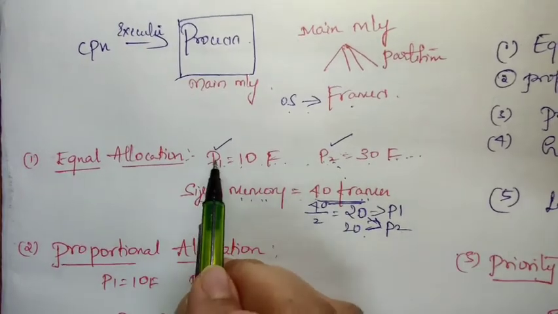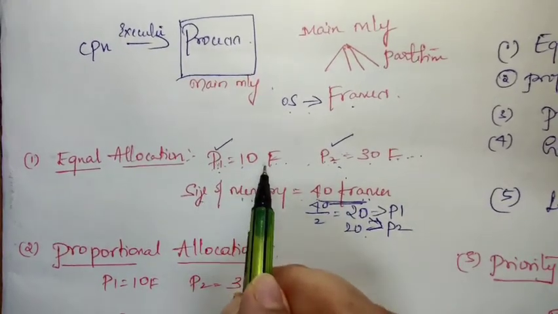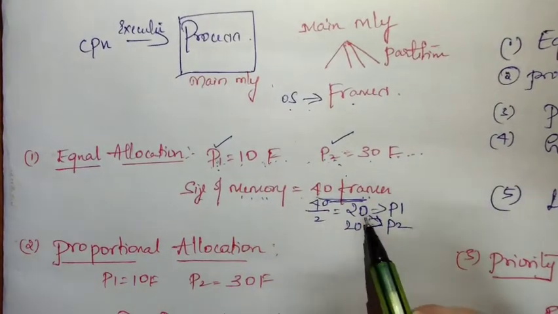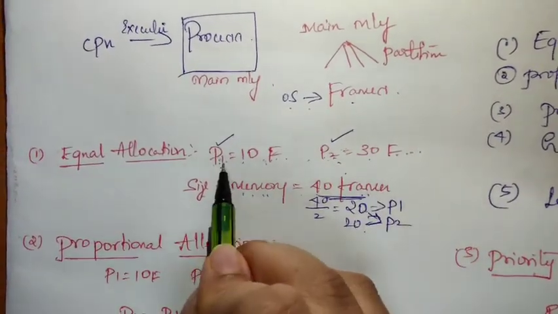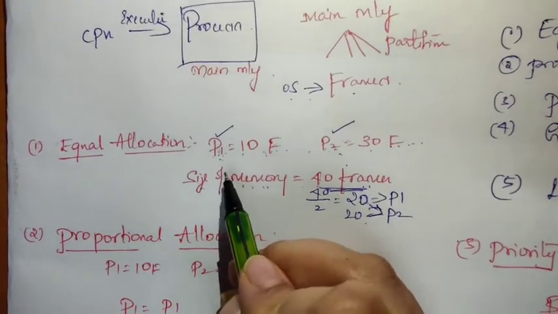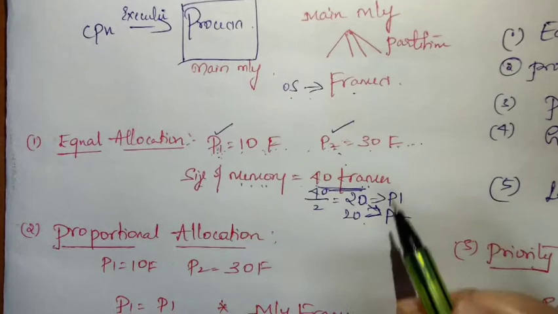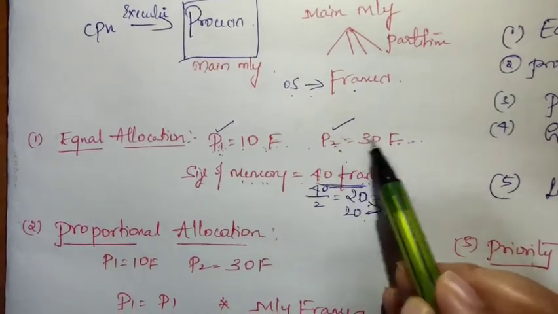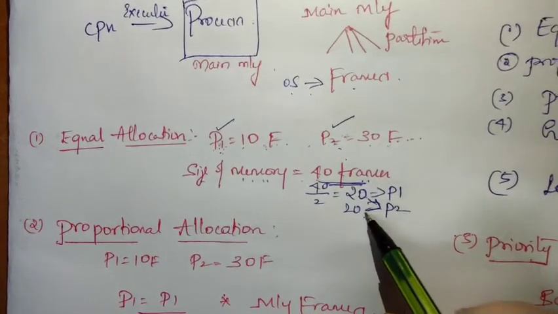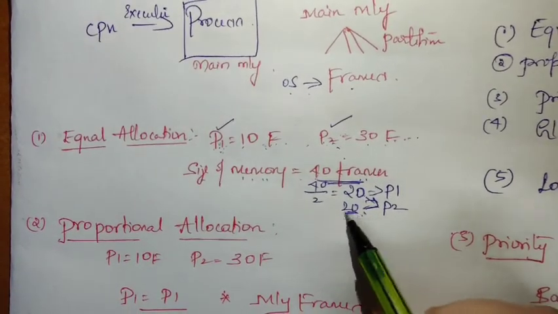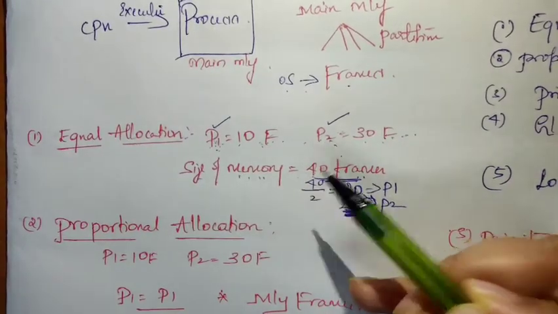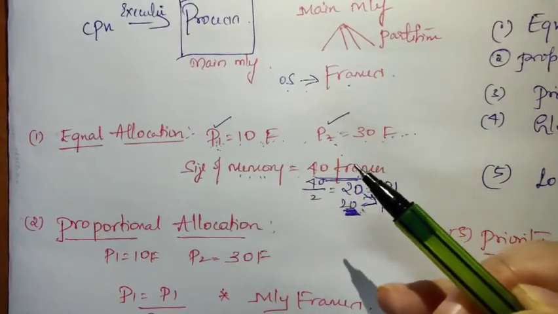But the process P1 requires only 10 frames. So 10 frames of memory are going to be wasted here, because we are allocating 20 frames for the process P1, but P1 requires only 10 frames. The remaining 10 frames will be wasted. In the same way, P2 requires 30 frames, but only 20 frames of memory are allocated for the process P2. So it needs 10 frames of memory extra.